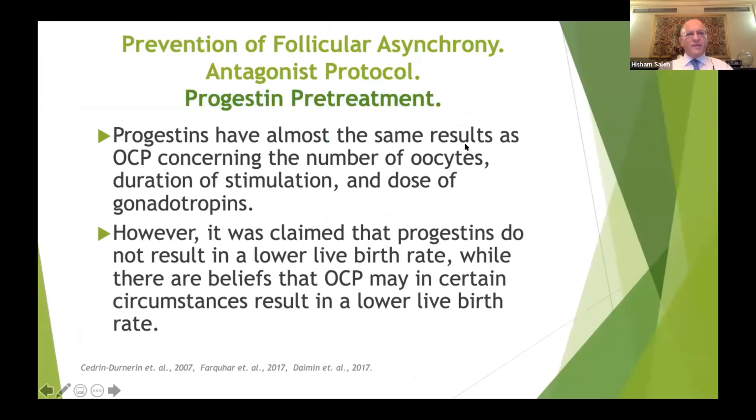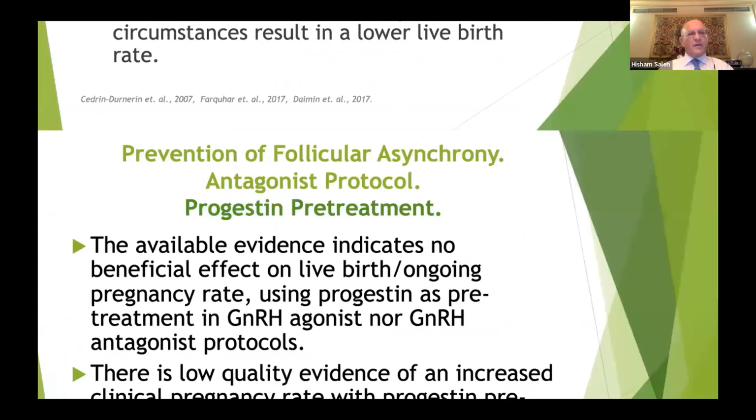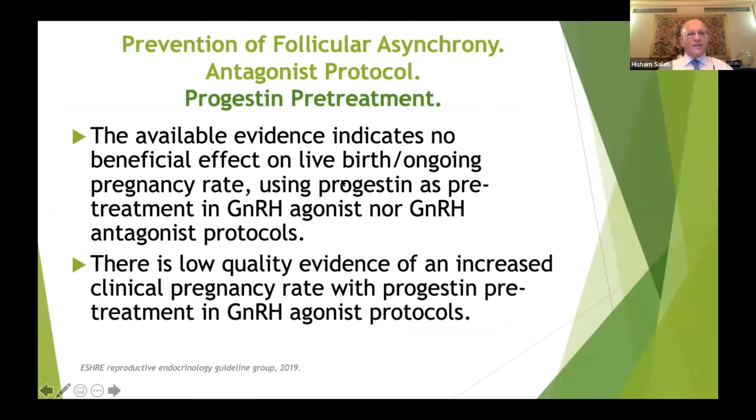Progestins have almost the same results as oral contraceptive pills concerning the number of oocytes, duration of stimulation, and dose of gonadotropin. However, it was claimed that progestins do not result in a lower live birth rate, while there are beliefs that oral contraceptive pills may, in certain circumstances, result in a lower live birth rate if used as a pretreatment in antagonist protocol. The available evidence indicates no beneficial effect on live birth rate or ongoing pregnancy rates using progestins as a pretreatment in agonist or antagonist protocols. However, there is low-quality evidence of an increased clinical pregnancy rate with progestin pretreatment in the agonist protocol.